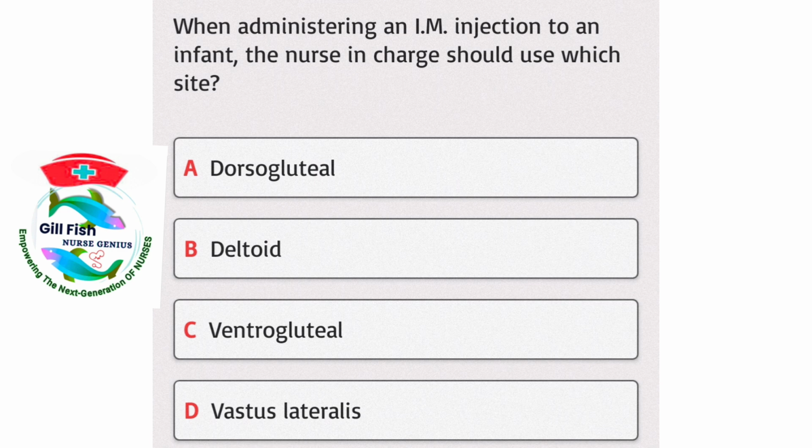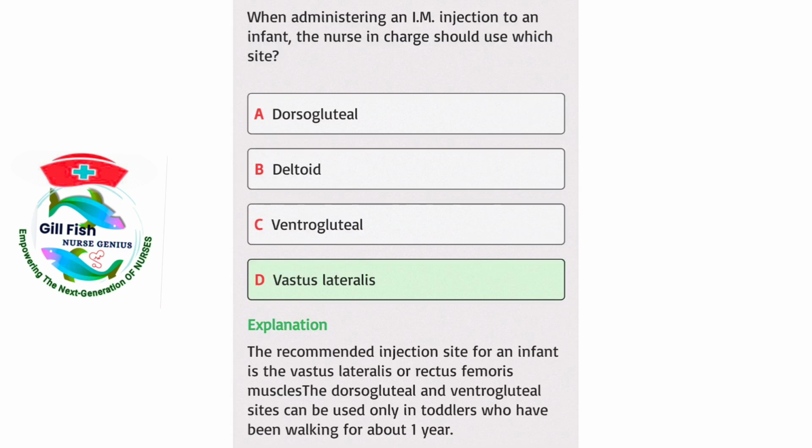Vastus lateralis. For a toddler, which site is comfortable? That is ventrogluteal and dorsogluteal. So that site is suitable for the toddler. But when we talk about an IM injection for the infant, it is the vastus lateralis. That is a larger muscle and also a safer site because the arteries and nerves are deviated. That's why we are selecting the site. Okay, got it now? Okay, move on to the next question.